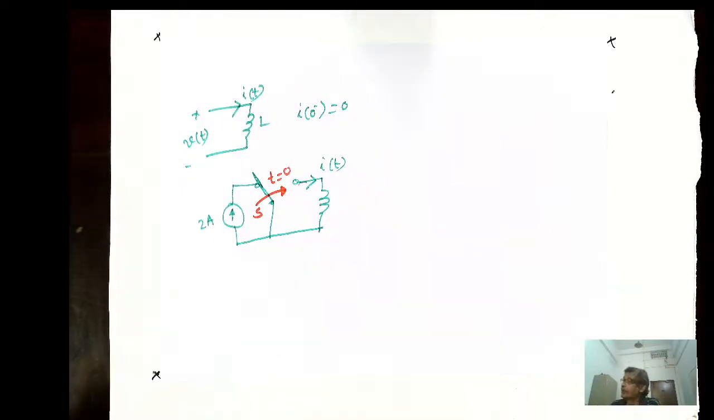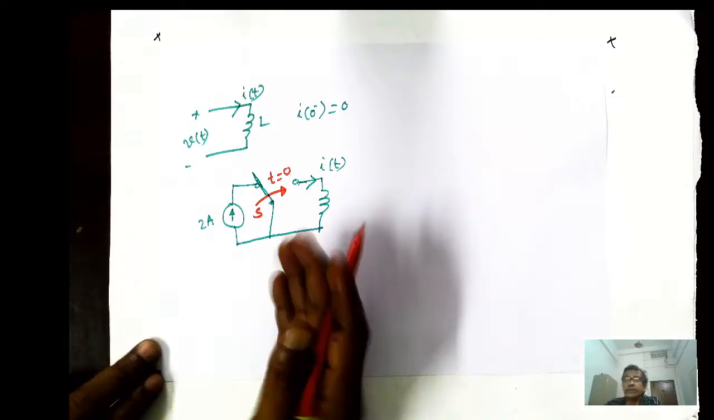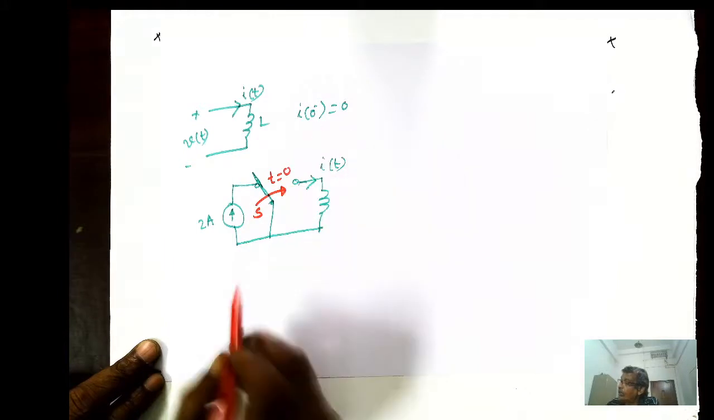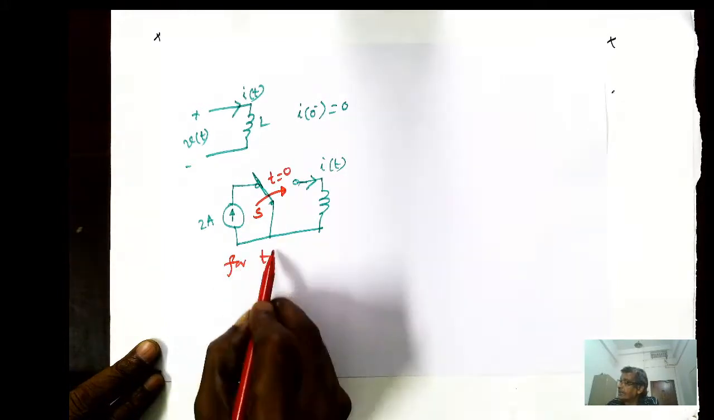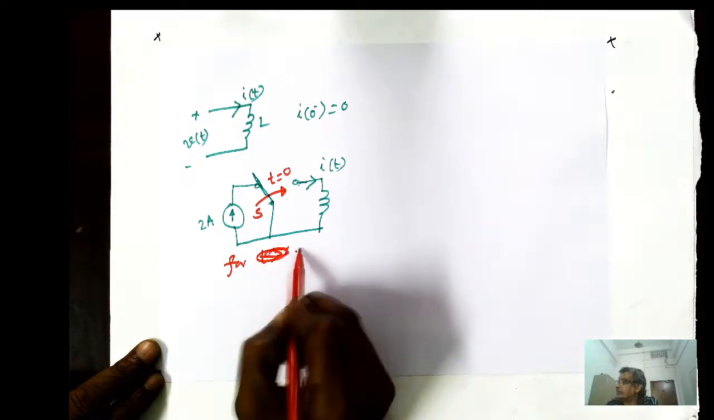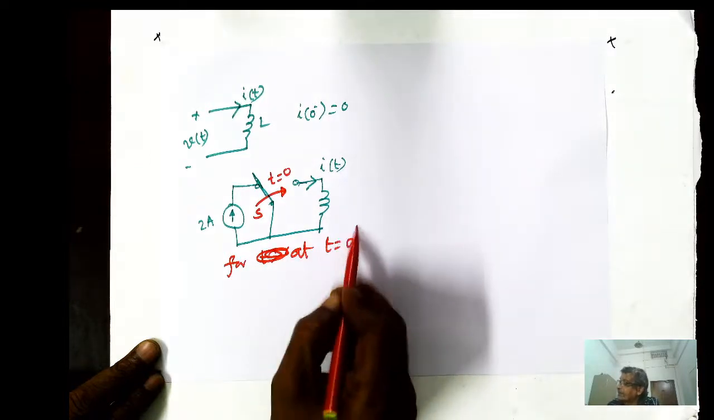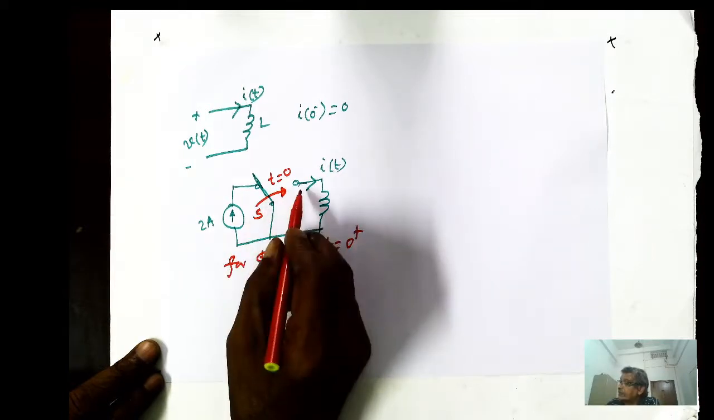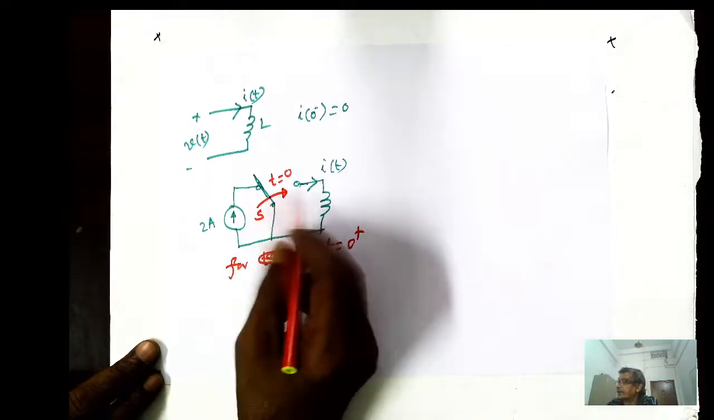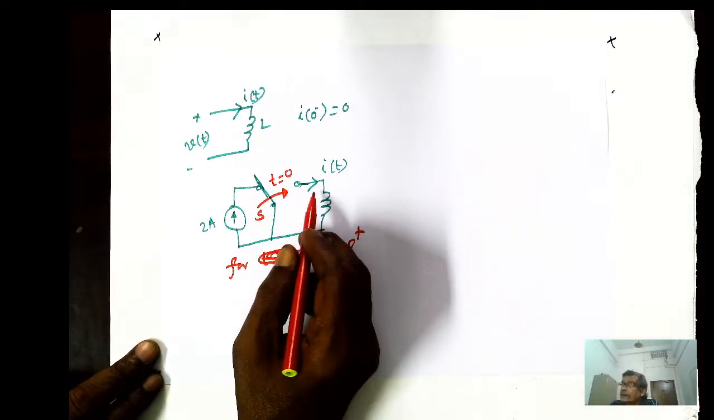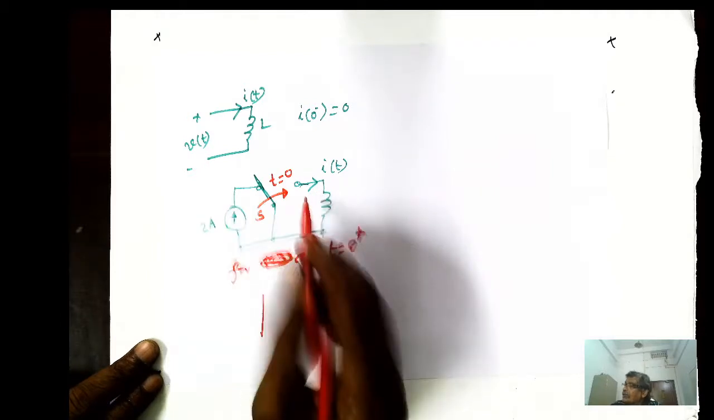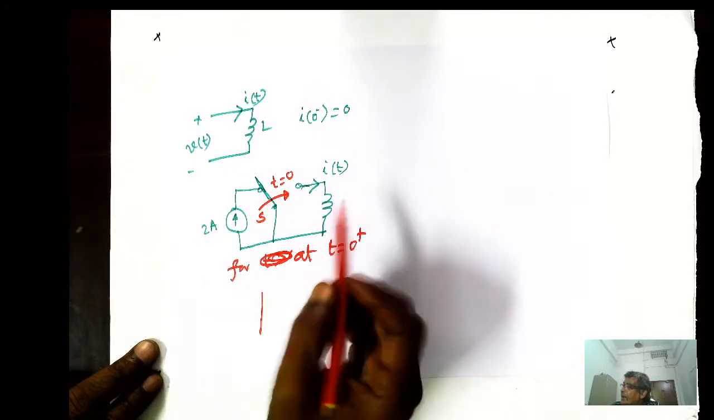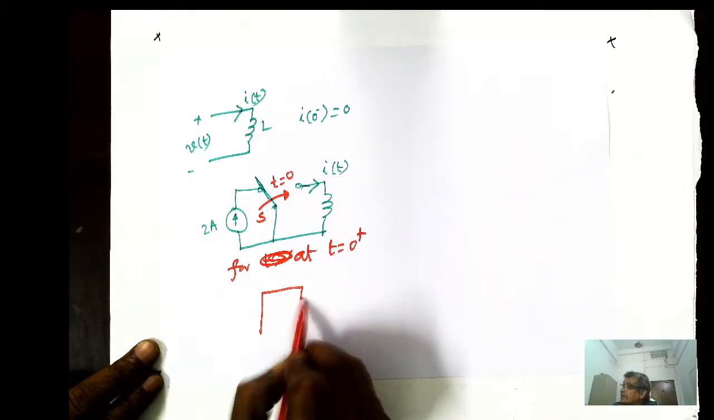Then what is going to happen? For t less than 0, I0 was 0. That we have seen, I0. For t greater than 0, say at t equal to 0 plus, what is the circuit? Circuit is this. The switch has come this side, isn't it? Switch has gone to this side. Okay. And current source has been removed.